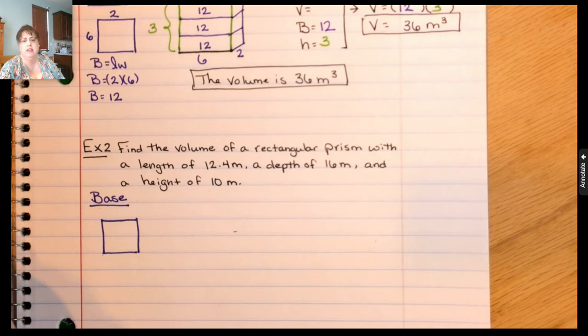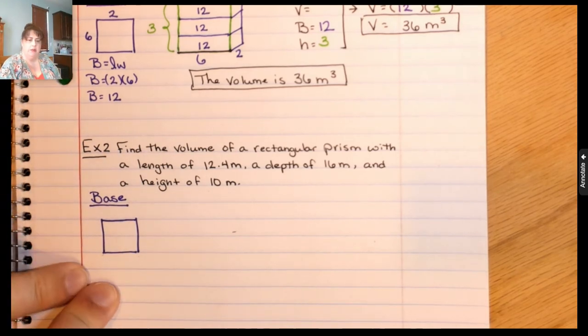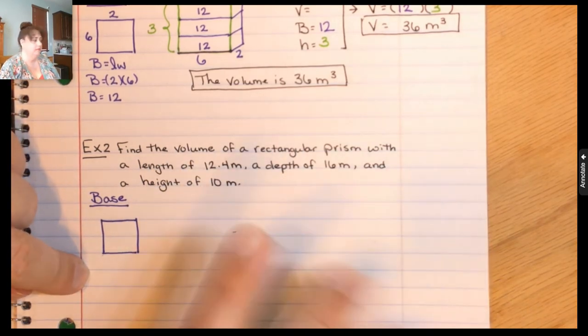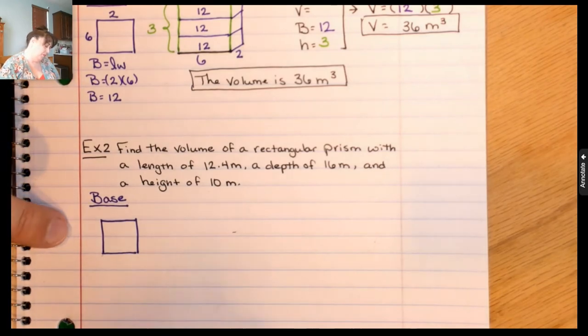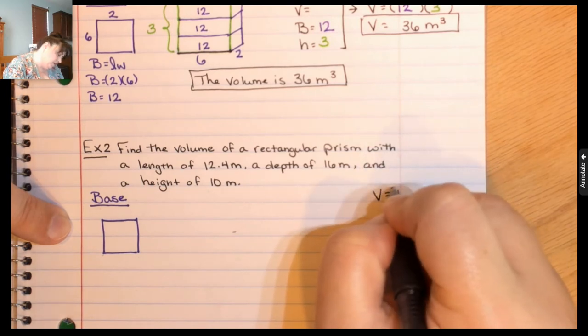The volume of a rectangular prism with a length of 12.4 meters and a depth of 16 meters and a height of 10 meters. I want you to figure out what you think depth means. You might actually see that in the real world. They tend to use length, depth, and height when they talk about rectangular prisms. So try to figure that out and then come on back and see how you did. All right, now that you're back, what did you think depth meant? Well, if we have length and height, depth probably means width. And you're right.